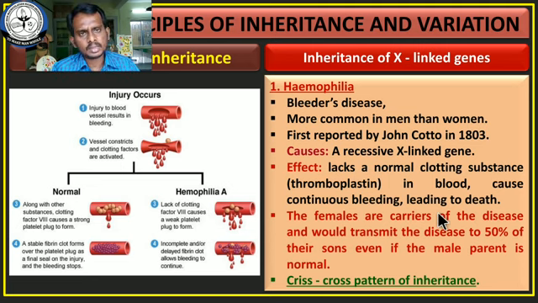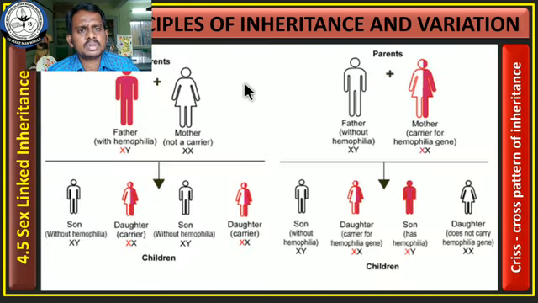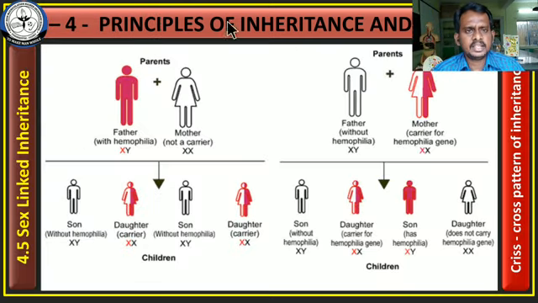Other name more common in men, and it is due to the X-linked recessive gene, and it causes continuous bleeding after the injury, and the pattern of inheritance is crisscross inheritance. Okay, next, this picture shows how hemophilia is transmitted to the offspring.